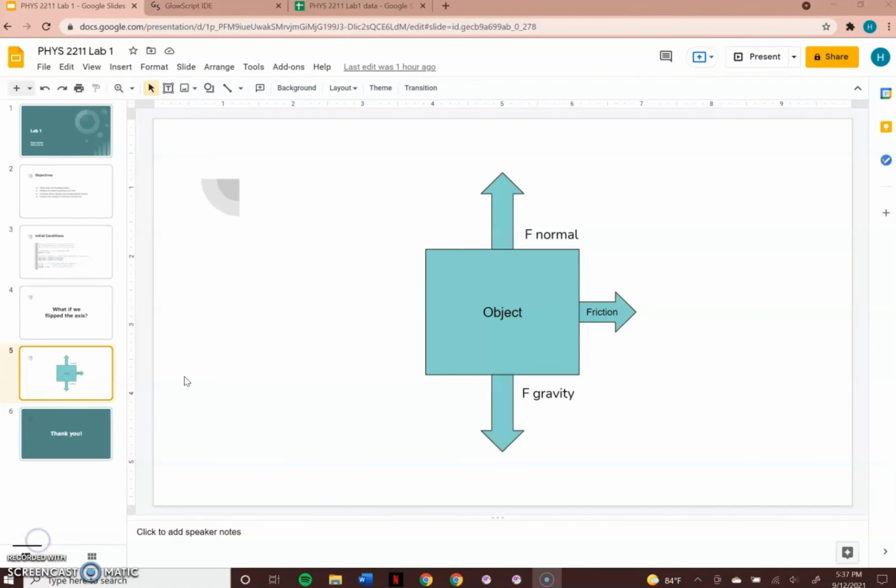Also, to conclude that F-net is 0, we have these three forces acting upon the object. We have a frictional force due to the desk's surface, we have a gravitational force pushing down on the object from the Earth, and a normal force which is pushing up onto the object because of the desk. The gravitational and normal force are equal yet opposite, creating the 0 value.